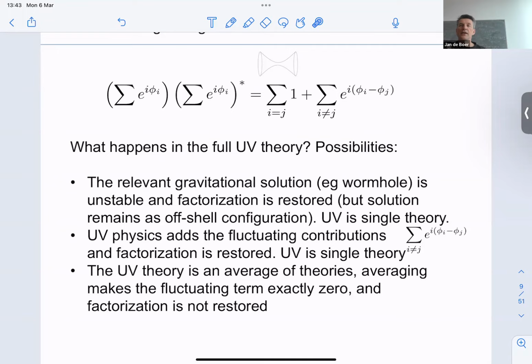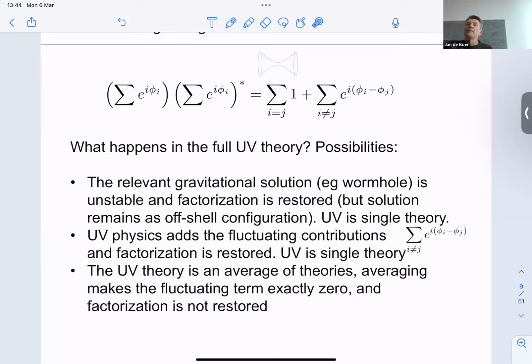If it's gone, then in principle, there is no connected saddle anymore in your theory. Therefore, although there's still an off-shell configuration like that, there certainly is no saddle point like that anymore. And therefore, factorization may well be restored. It's quite possible that this happens. We know mechanisms by which wormholes get destabilized in the UV theory. And the simplest example of a destabilization mechanism of a wormhole in the UV theory is a bit like Schwinger pair production.